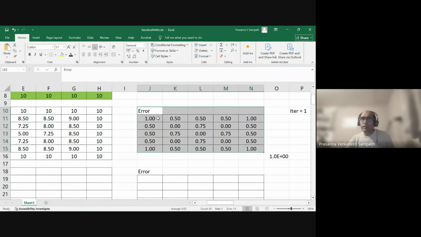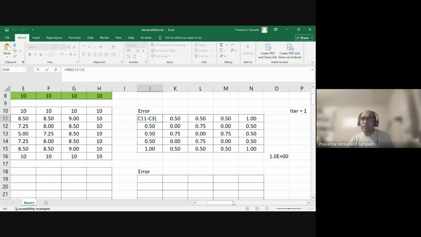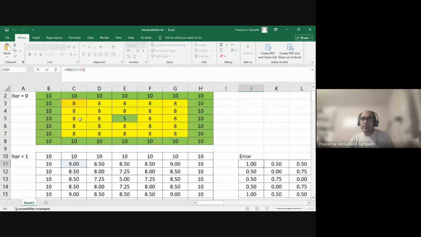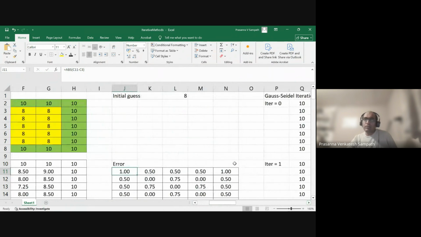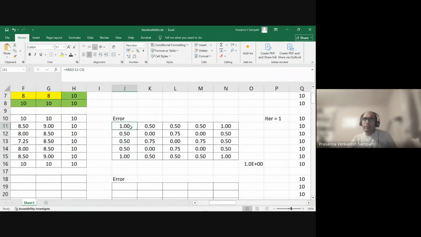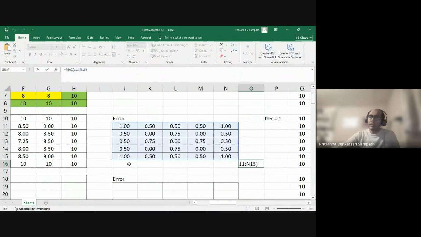How do I compute the error? I simply take the absolute value of the current iteration minus the previous iteration. So it says 9 meters here, it was 8 meters there. So the error is 1 meter. In some cells the error is larger, in some other cells the error is smaller in magnitude. Out of all of these cells, the maximum error is 1 meter. So this cell is simply telling me the maximum of all of these errors, right?